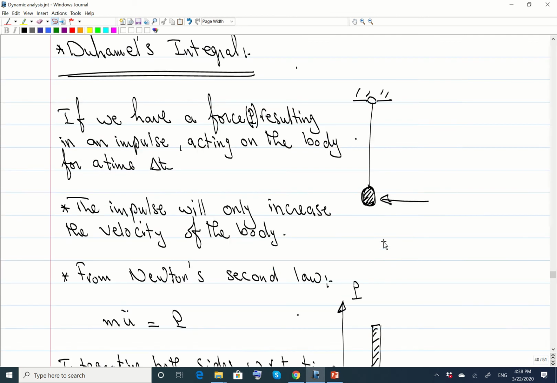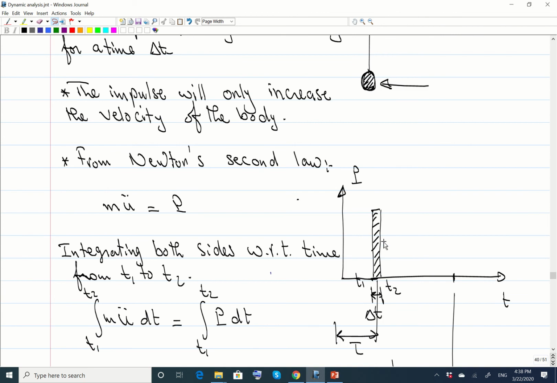So depending on the impulse, what's the definition of the impulse? The impulse is P multiplied by T. You apply a force P for some time delta T. You apply an impulse force like this, P for some time delta T. That's the definition of an impulse: force applied for a small period of time. So from Newton's second law, we know that m u double dot is equal to P.